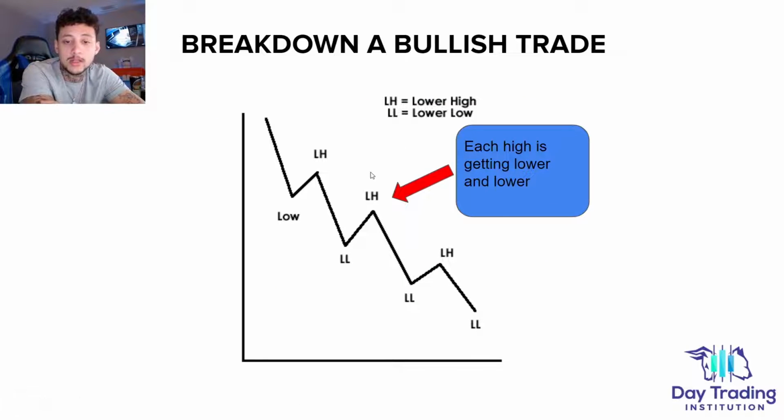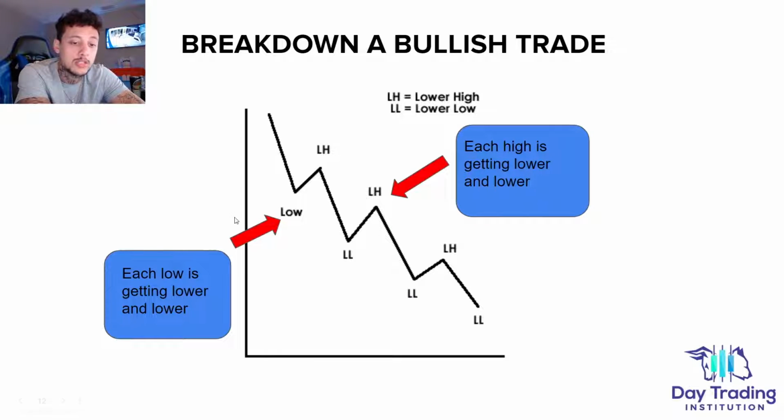Now, this is going to be a little bit of a different chart, but in this situation, notice how we have a low, then a lower high, then a lower low, then a lower high, then a lower low, then a lower high, then a lower low. Notice how price is moving from the top left to the bottom right. And notice how each high is getting lower and each low is getting lower. It's as simple as that. LH stands for lower high and LL equals lower low.